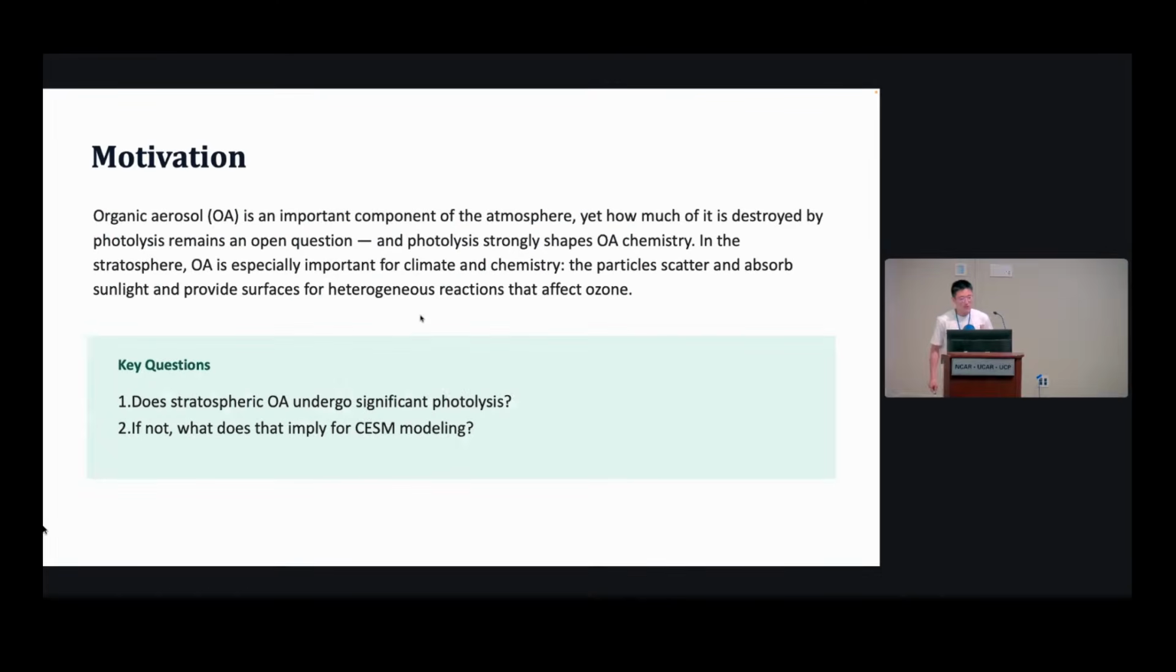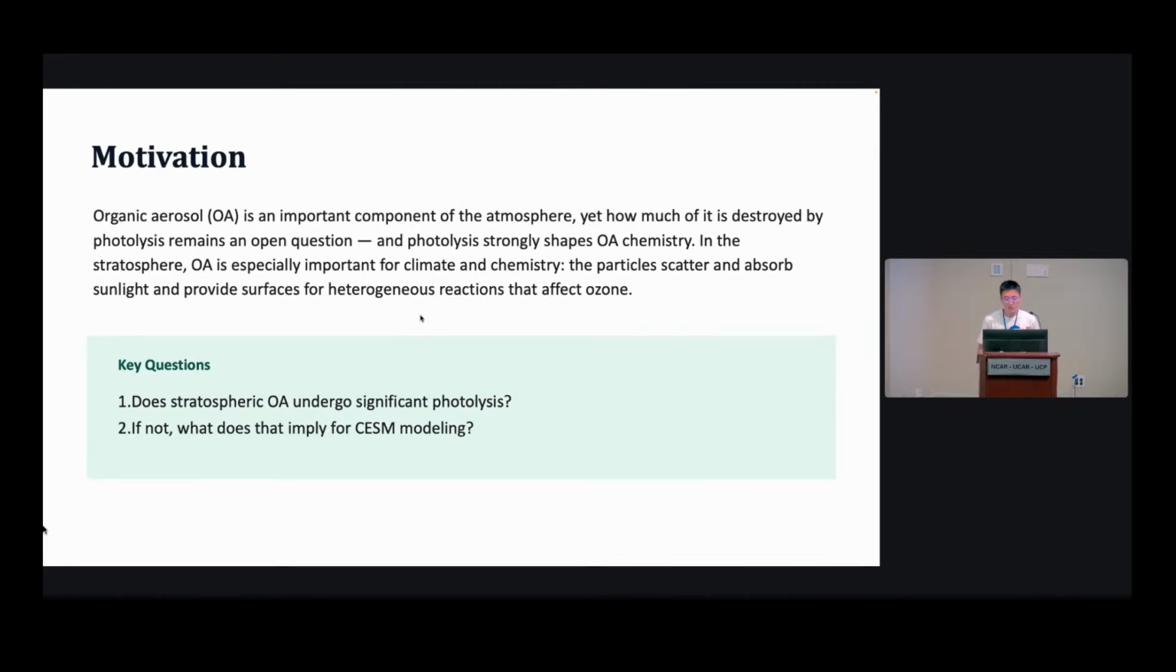We know organic aerosol is an important component of the atmosphere, yet how much of it is destroyed by photolysis remains an open question. For example, some models don't use any organic aerosol photolysis, while other models, including CESM, use a high photolysis rate. And of course, this photolysis intensity strongly shapes the organic aerosol chemistry. So it's quite important to understand what's going on with this photolysis.